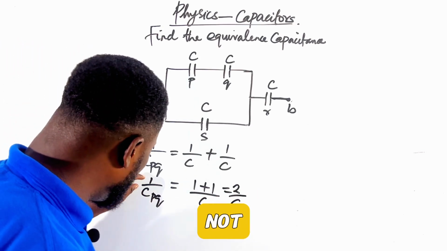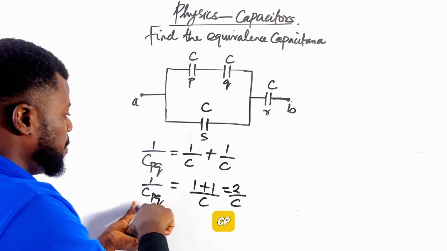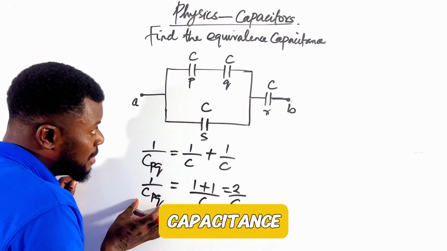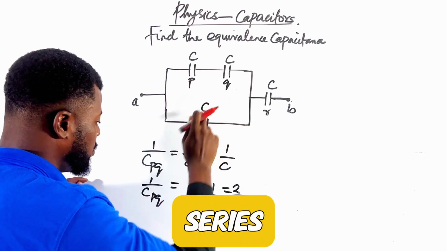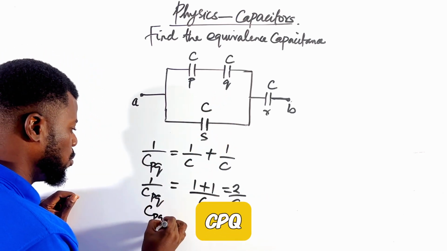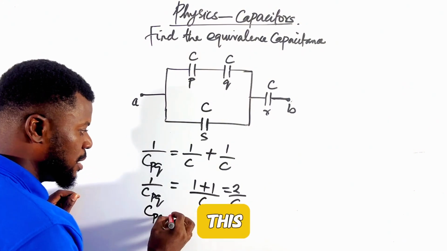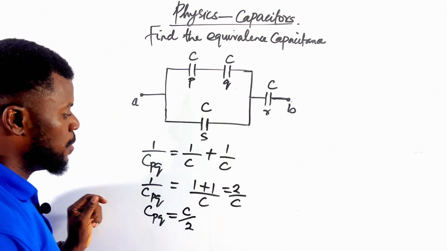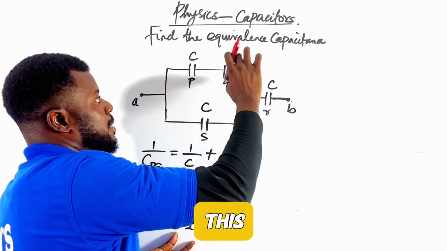So remember, we are not looking for the inverse of this, CPQ. We are looking for the total capacitance of these capacitors connected in series. So you have to flip this, turn it upside down. So we have CPQ divided by 1, which is the same thing as this, equal to, if you flip this, C over 2. So this is the answer for this particular guy.